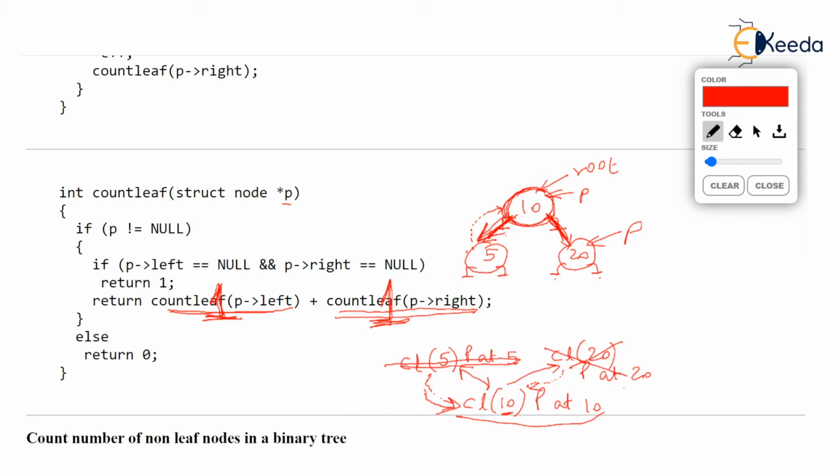And count leaf 10 resumes with its return statement and it returns 1 plus 1, that is 2. So simple, isn't it? It returns 2 and it will end. Count leaf 10 simply ends, isn't it? If count leaf 10 ends, it returns 2 back to main.